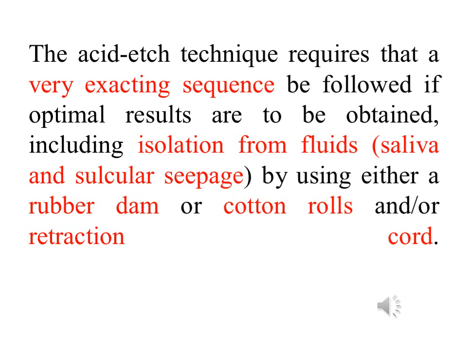And as we said before, we must do isolation before application of the acid etching. So isolation, as we said, by the rubber dam, retraction cord, cotton rolls, saliva ejector, sucker. The acid etching technique requires that a very exacting sequence be followed if optimal results are to be obtained, including isolation from fluid, saliva, sulcular seepage by using either rubber dam or cotton rolls and or a retraction cord.